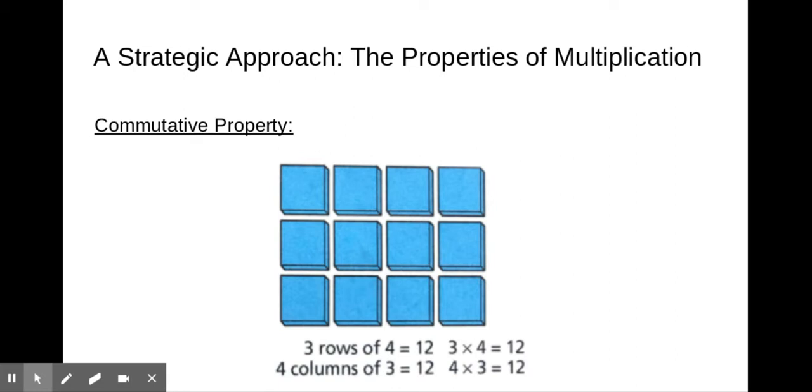While it may not be necessary for students to define the property, they should learn how it can be applied to facilitate multiplication. Students should be given opportunities to model equations, such as 3 times 4 and 4 times 3, using arrays in order to explain the commutative property.